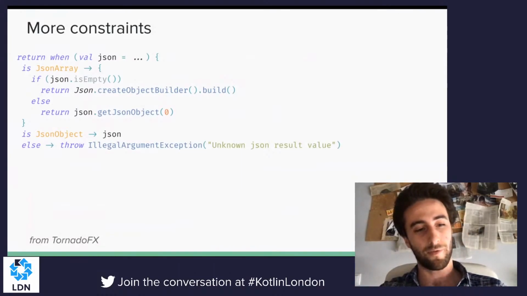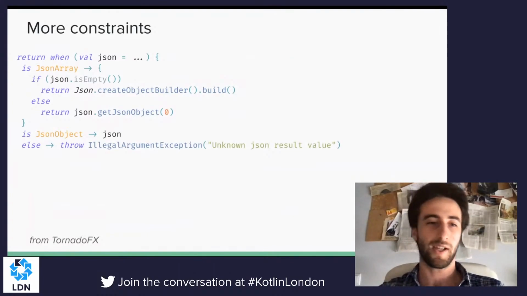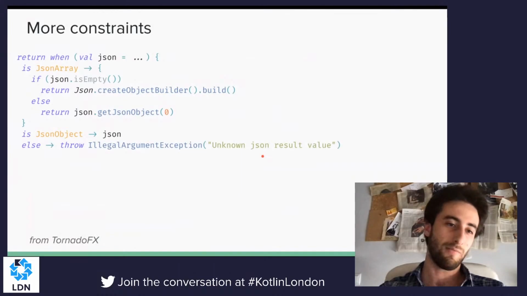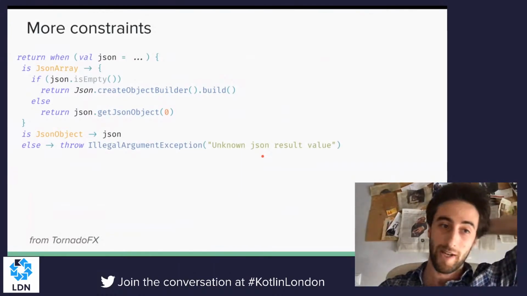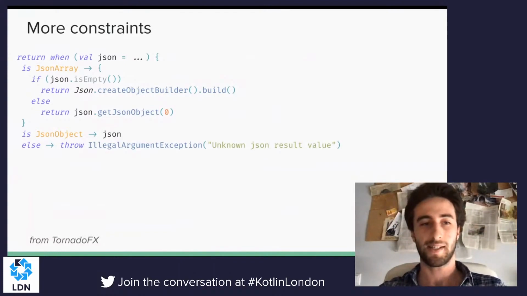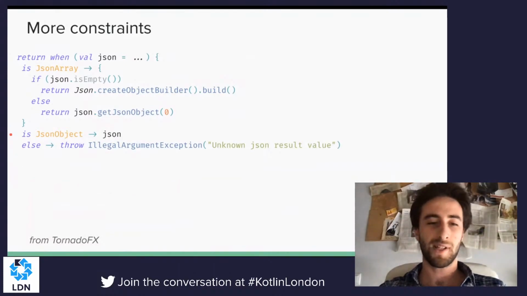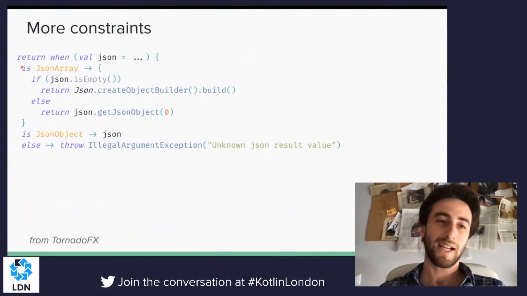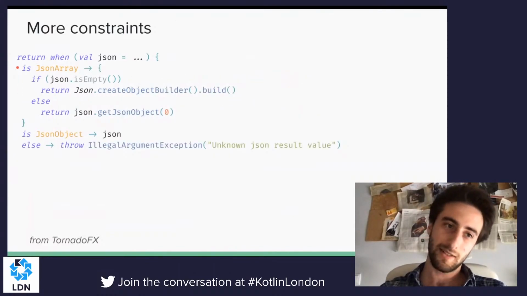This I borrowed from the code base of TornadoFX. So it's actual code just running in real life. A lot of you might have used it. So what goes on here is the same thing as before. We have a when, nested if, and we have two cases. So if we were pattern matching here, what we would ideally want is to have one entry for a JSON array that is empty and an entry for a JSON array that is not empty.